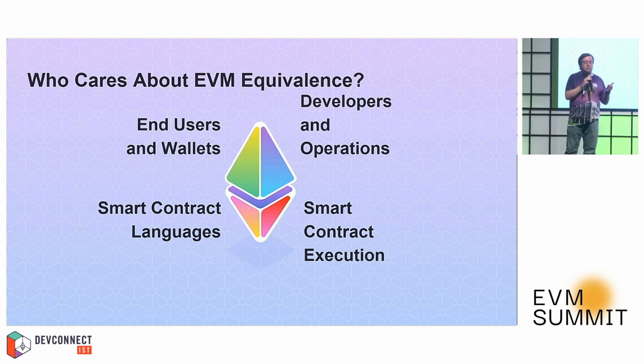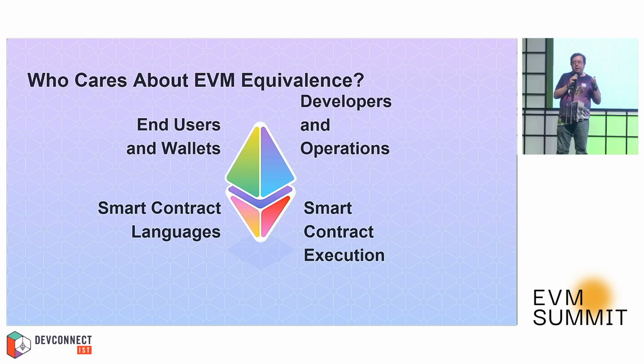And finally, there's the actual execution. When you write a series of bytecodes, you want those bytecodes to mean the same thing in the same places. Those are 4 different perspectives on what EVM Equivalence means, with 4 conflicting views as to what you get out of it. Most of us here in this seminar are probably talking about the lower right quadrant, smart contract execution, but all 4 of these are relevant.